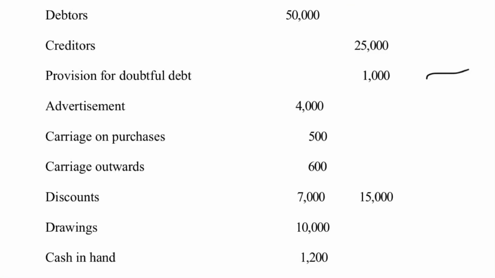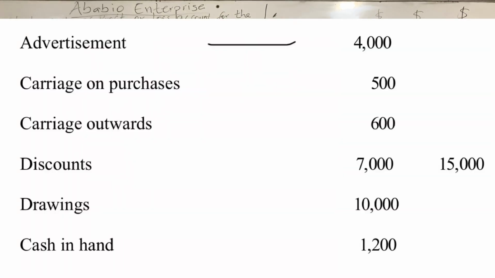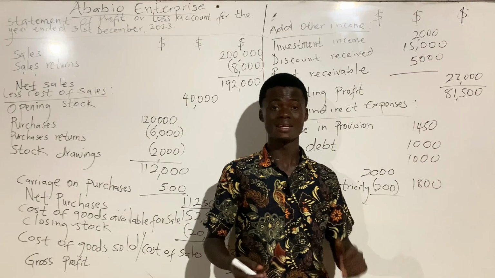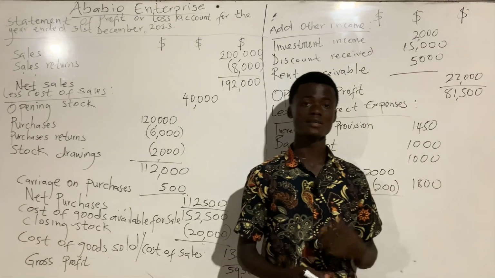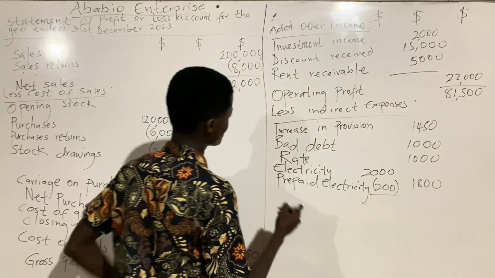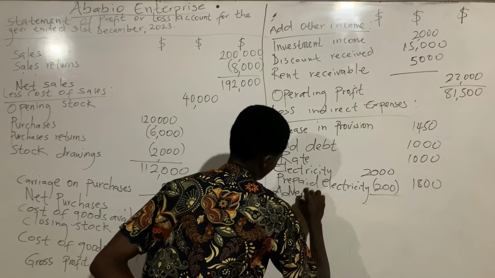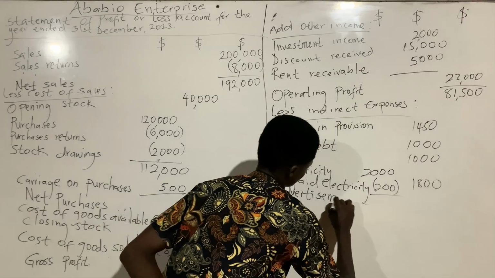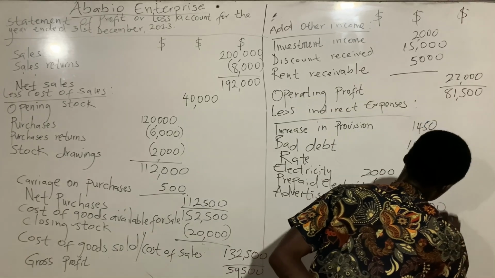Right after the electricity, our next indirect expense is provision for doubtful debt, but we are done treating the provision for doubtful debt. So we move on to the next one, which is advertisement. But this advertisement is not subject to adjustment, or none of the additional information gives more insight about this advertisement. So it can be added direct to the indirect expenses. Advertisement, and its amount is $4,000.